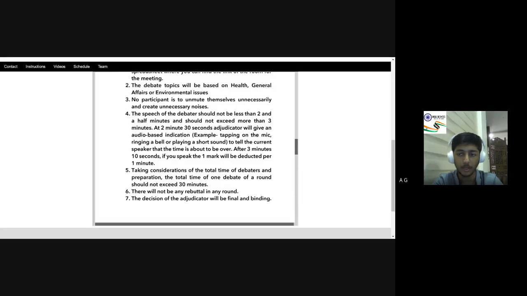So basically, let's say you're the first speaker and you're speaking. The time limit is between 2.5 to 3 minutes. So at 2.5 minutes, if I am the adjudicator, I'll give a sort of audio indication. Maybe I'll tap on the table like this, something that doesn't disturb everyone but just gives a short audio indication. And then you can start wrapping up your speech. That is what our suggestion is.